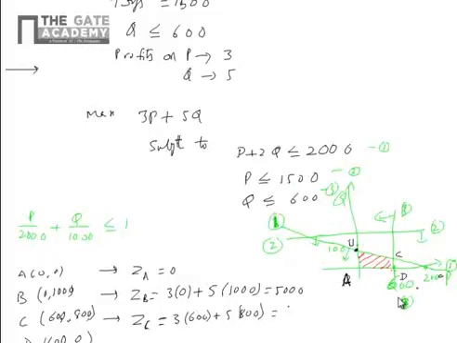Small correction here: P is less than 1500, not 600. So here the x-axis is 1500. P is less than 1500. This one is equation 3.